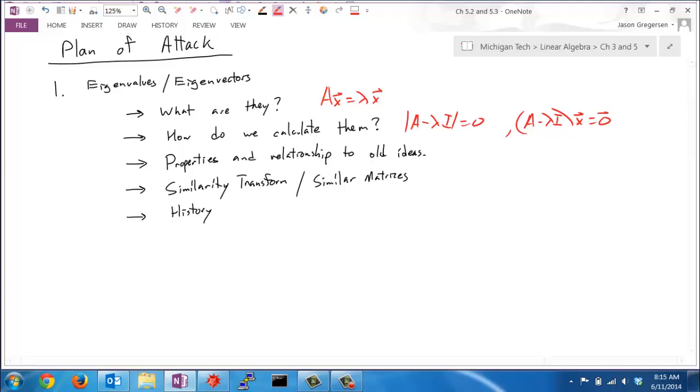But now we know how to calculate these things. The question is why, right? What are the properties? What are the relationships? What's important about eigenvalues and eigenvectors? We're going to talk about the properties, relate them to our old ideas of invertibility. We'll also talk about similarity transforms, similar matrices, and how we kind of generate these things.